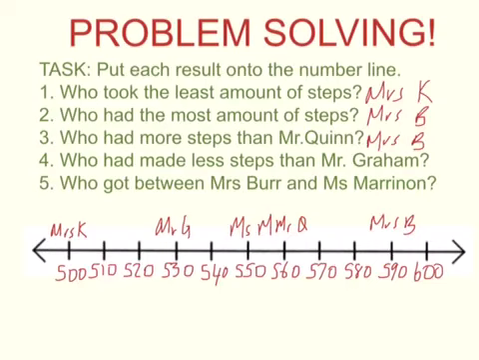And the next question asks, who made less steps than Mr. Graham? So Mr. Graham made 530. Who made less steps than Mr. Graham? Not more, less. So Mr. Graham made 530, so we're looking for a number that's less than 530. Who made less steps than 530? We're looking to our left, and we can see Mrs. Kriegish, and how many did she make? 500. So I'll put Mrs. K here. Mr. Graham hasn't been very adventurous on who made it. We have Mrs. Kriegish, Mrs. Burr, and then Mrs. Kriegish again.